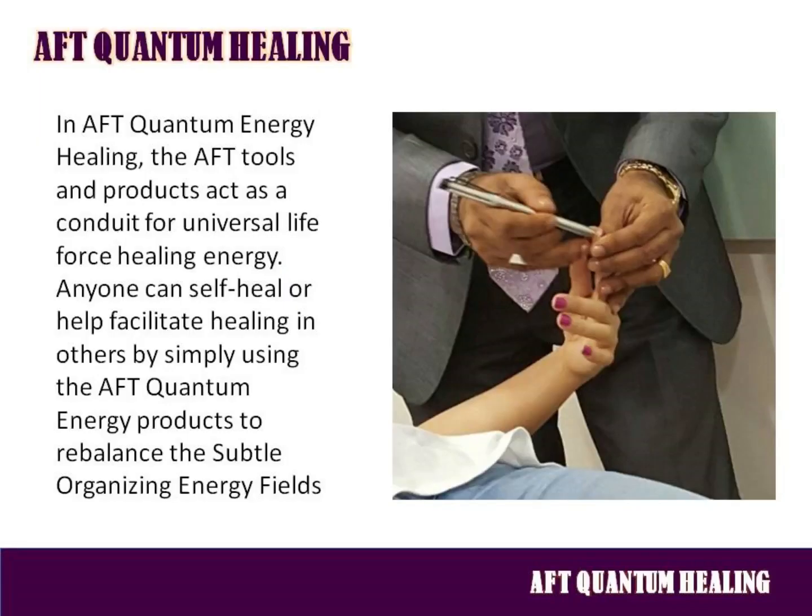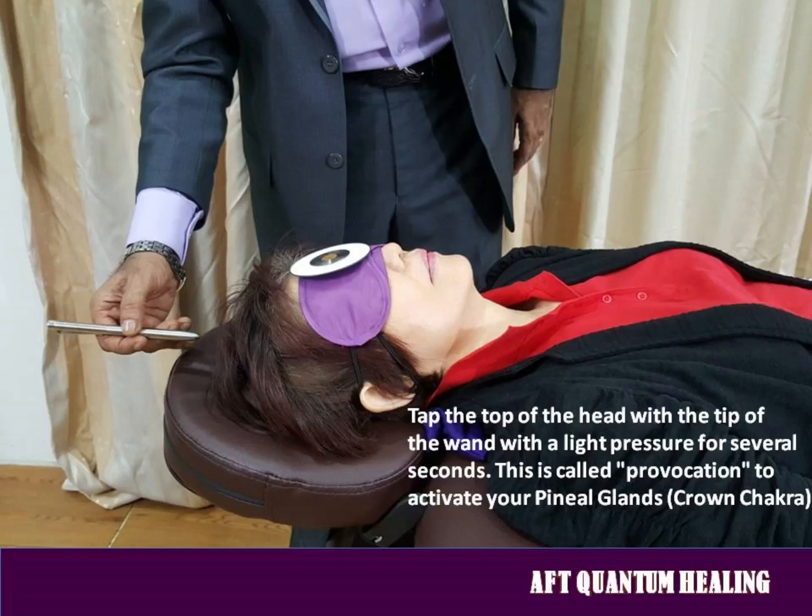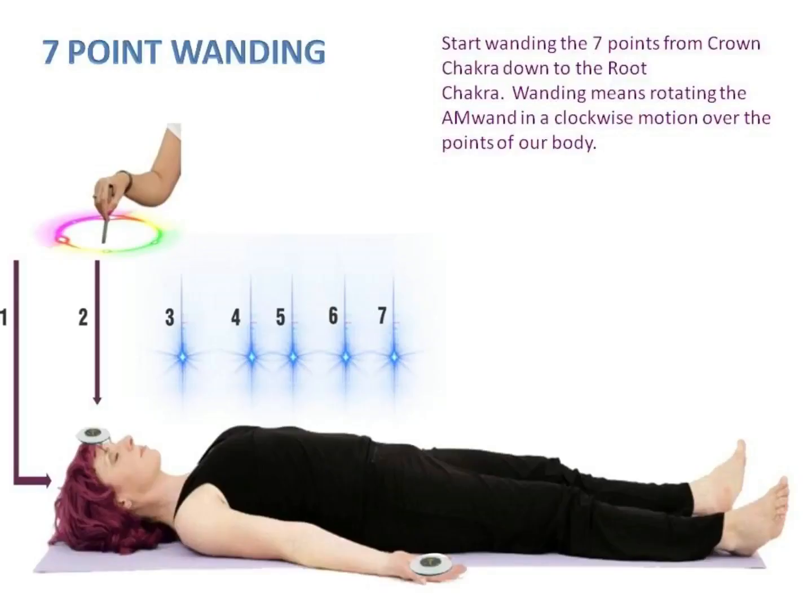So in AFT quantum healing, the AFT tools and products act as a conduit for universal life force energy healing, and anyone can self-heal or help facilitate healing in others by simply using the AFT products to rebalance with, of course, learning the right steps. So you don't have to have years of experience as an energy healer. All you have to know is use the tools and learn the steps to apply them accordingly. So these are some of the procedures or modalities in the 10-step AFT quantum healing. Of course, it includes the wand, it includes a lot of other functions and so on.